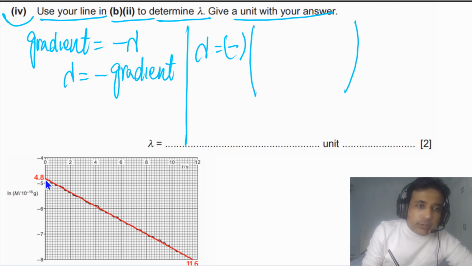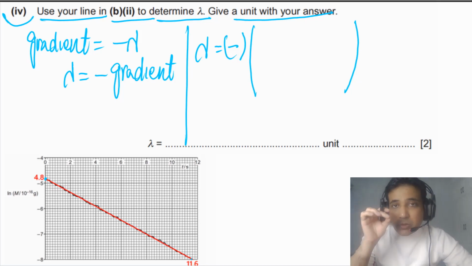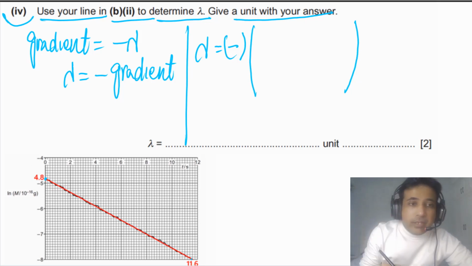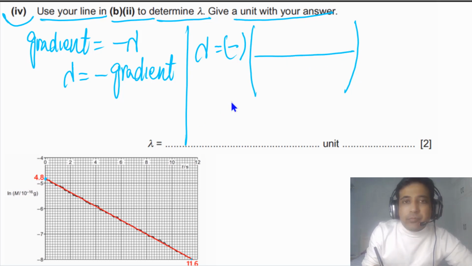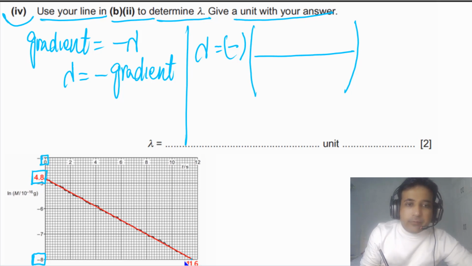For this one, we'll write down delta y by delta x. This is our value of delta y, and this is negative 4.8. We have a value of t that is 0, and a value of t that is equal to 11.6. So simply we can say minus, 8 minus into minus, be careful with these negative signs, 4.8, divided by 11.6 minus 0. Now if we solve this, our answer to 2 SF will be 0.28 per second.